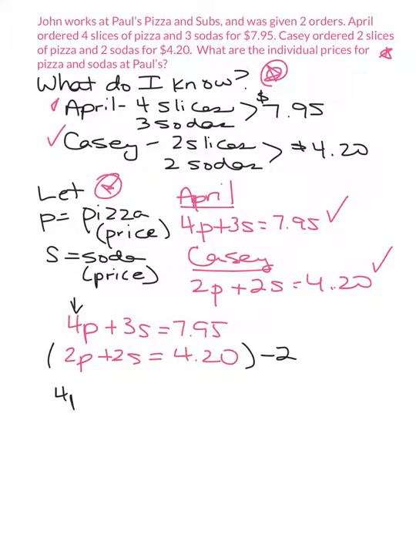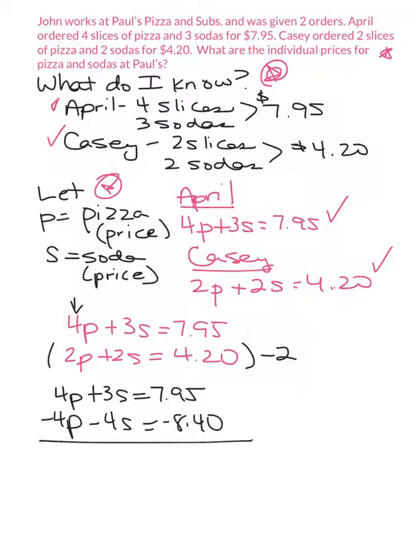So let me recopy the first equation. 4p plus 3s is equal to $7.95. I need to multiply every term by -2 in my second equation, so I have -4p minus 4s is equal to -8.40. So now when I add these equations, my p's will zero out, which is what I want, and I'm left with -s is equal to -0.45. Now I divide everything by -1, and I have s is equal to 0.45. So a soda is equal to 45 cents. That's a pretty good deal.